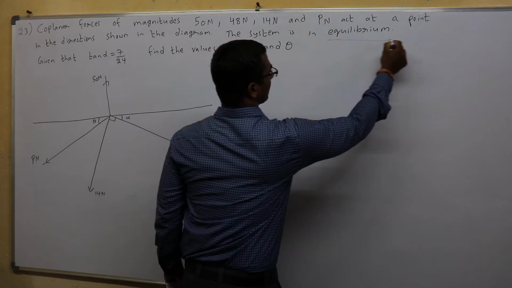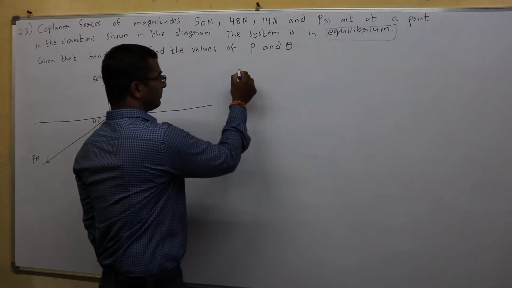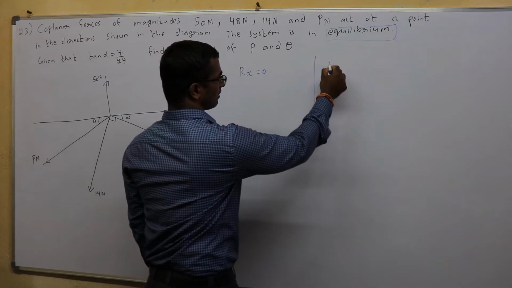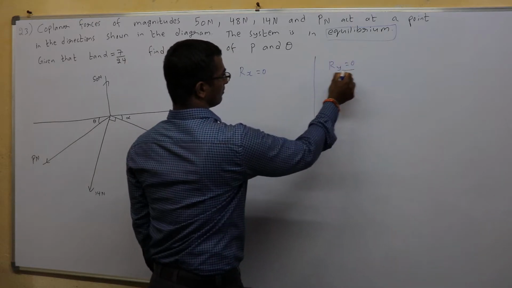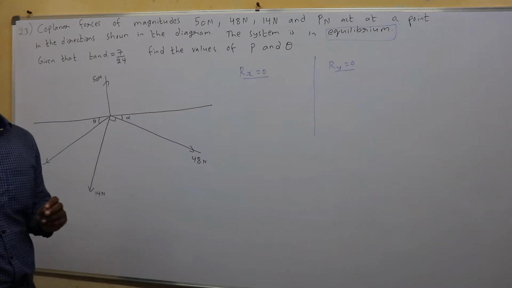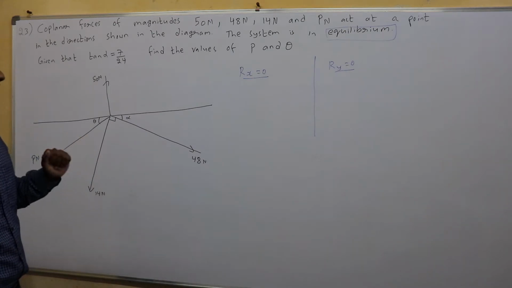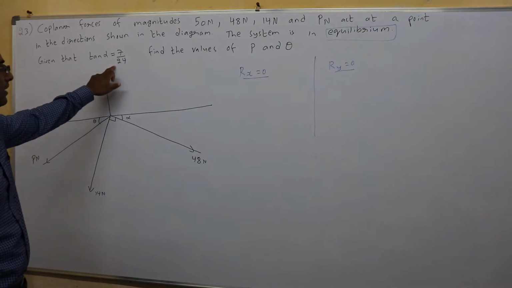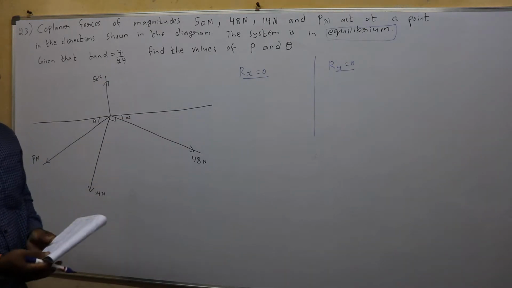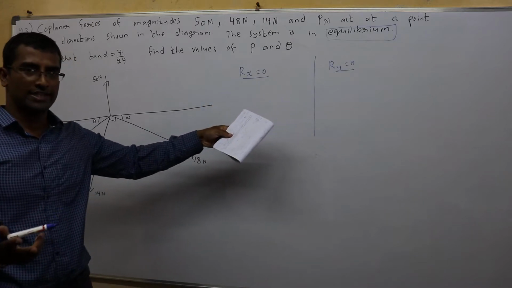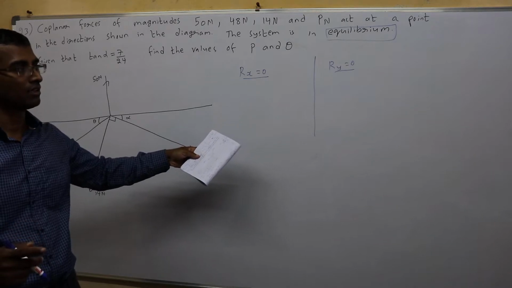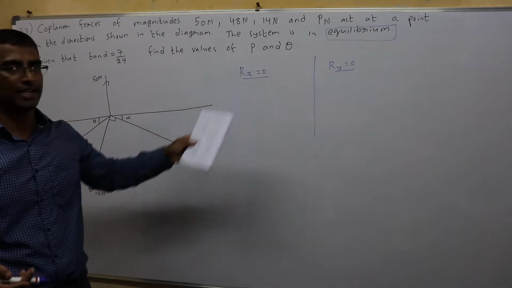So underline it. Whenever equilibrium is told, Rx equal to 0 and next Ry equal to 0. If you write those two conditions beforehand, it is easier. Next, given that tan alpha equal to this much, find the value of P and theta. From these two equations, two unknowns, I can easily find the value of P and theta. So first step, find Rx.